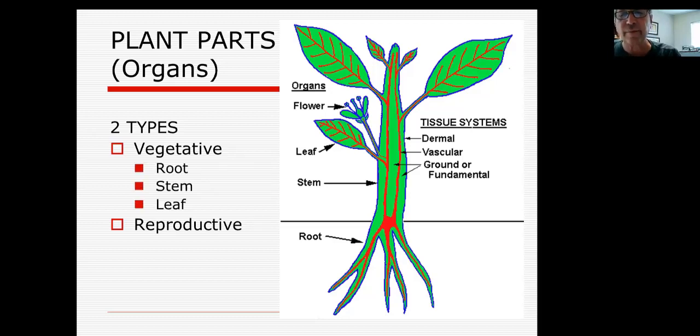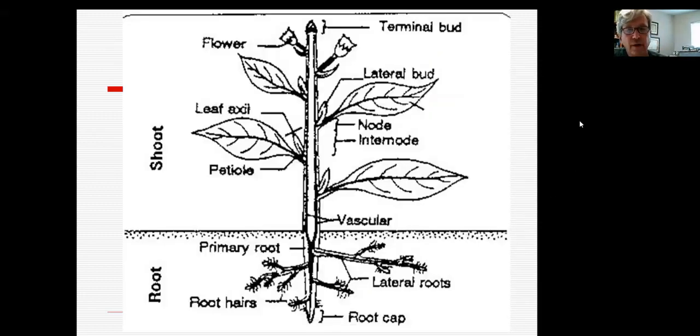In our vegetative plant parts, we have roots, stems, and leaves. That's the vegetative growth. In reproductive, we have flowers, fruits, and seeds. So we are going to focus on that. This first part, I'm going to talk today about roots, stems, and leaves. And the next time we'll talk about flowers, fruits, and seeds, and then different plant processes. So that's where we are.